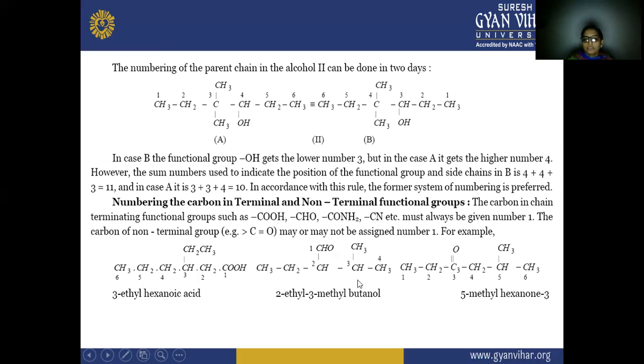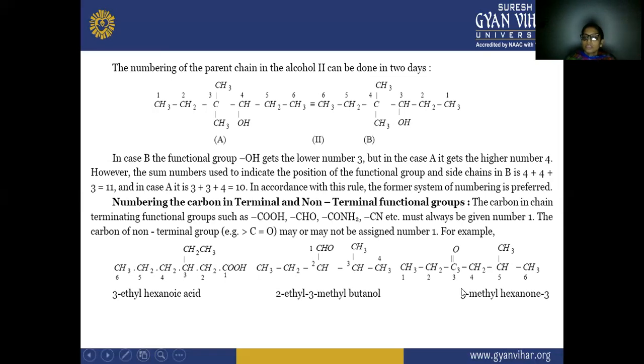And in the second one, we can start the numbering from the CHO group. So here the numbering starts from 1, 2, 3, 4. On the second position the ethyl group is attached, and on the third position the methyl group is attached. So it is 2-ethyl-3-methylbutanal. Its name is butanal, not butanol. Butanol is the name for the alcohol. So a little correction is needed here.